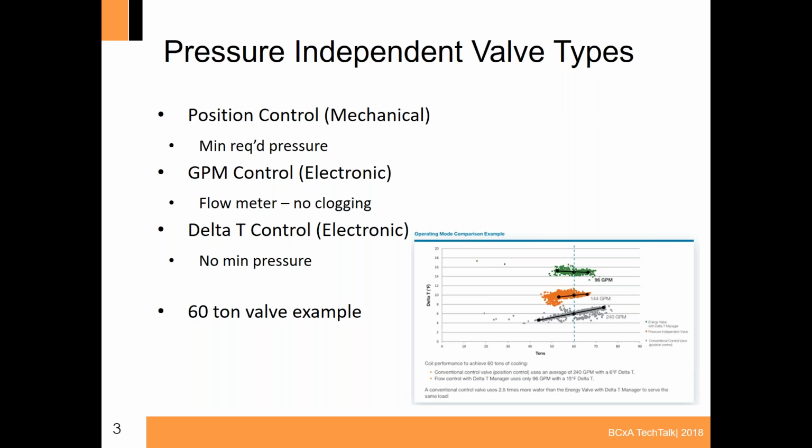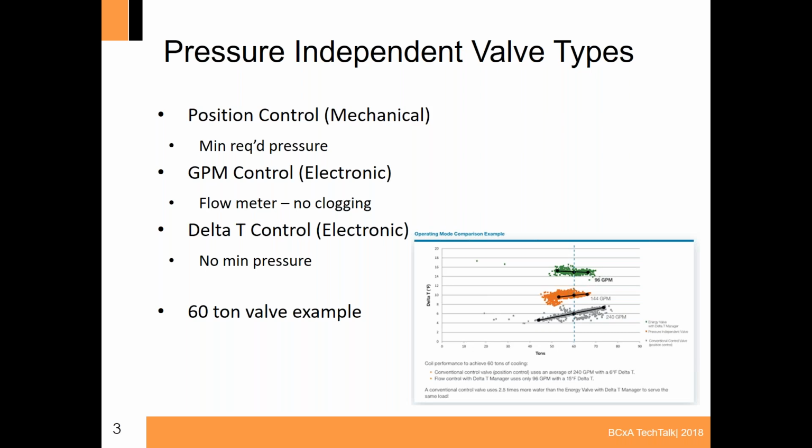If you're doing filtration within the system and draining everything down, making sure that you don't have a lot of large elements, it's not a big problem. But going to the electronic and GPM control, there's nothing from a mechanical standpoint to get clogged up. And then the last one here within the last few years is delta T control.